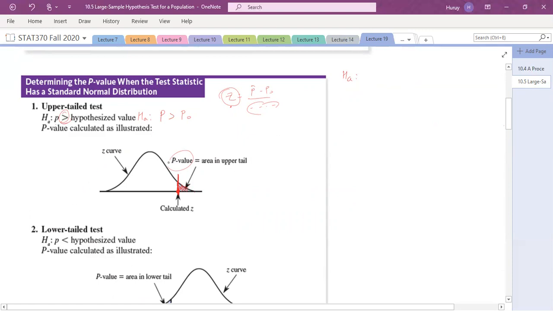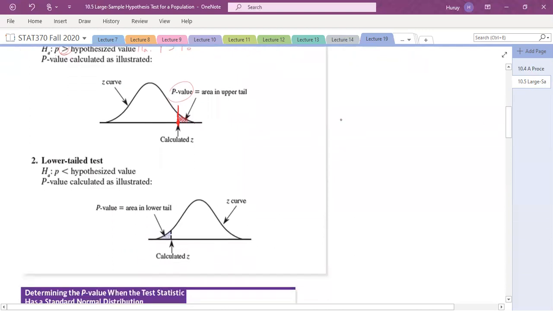If this is greater, then you have to look at the greater area, or the area to the right. How about if it is less than? If we have h sub a, p less than p sub 0, again, we will calculate z using the same formula with the standard deviation of p hat. Since this is a less than sign, we find the z value, and let's say the z value is here, and the p-value will be whatever area is to the left of that value.